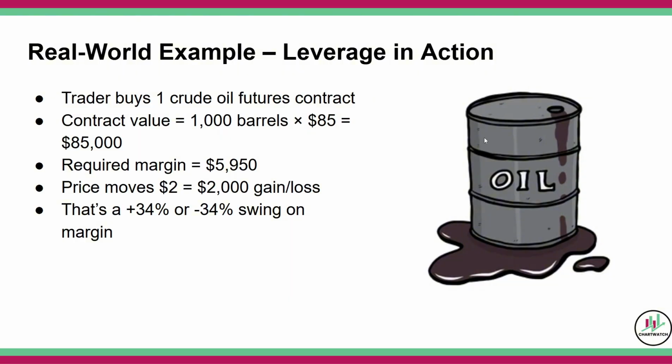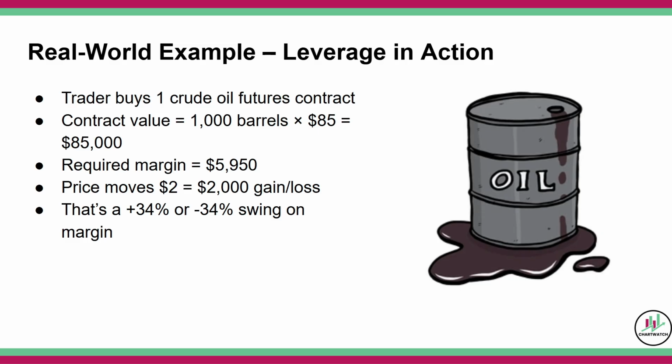So I'm going to give you a quick real world example just to soak in this concept. Imagine you buy one crude oil futures contract. Each contract represents 1,000 barrels of oil. If oil is trading at $85 a barrel, the total value of the contract is 1,000 times 85, which is $85,000. But to take this position, the trader doesn't need $85,000. They only need the required margin, which we'll say in this case is $5,950. That is less than 7% of the contract's full value, which is where leverage gets its power.